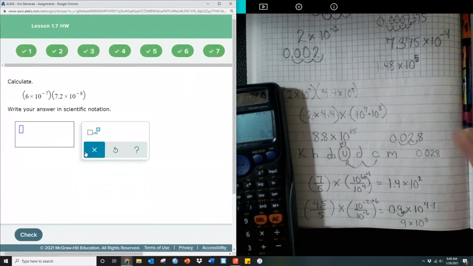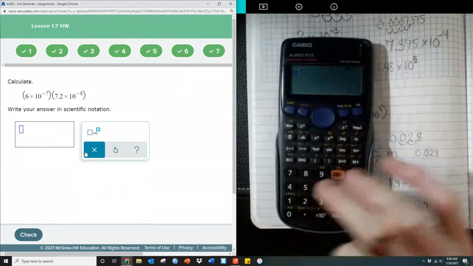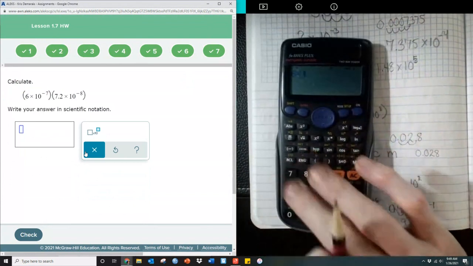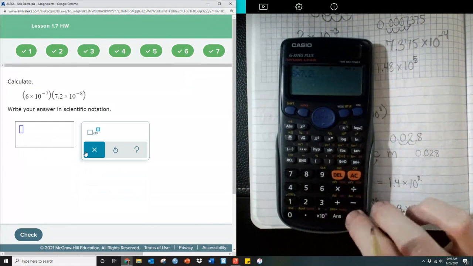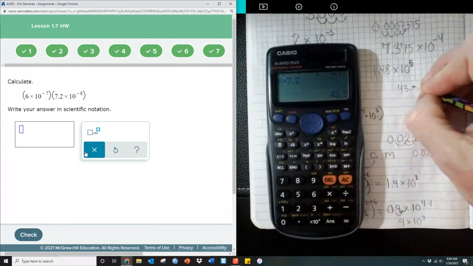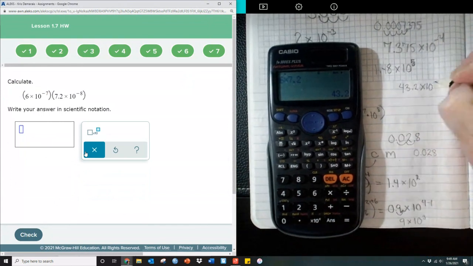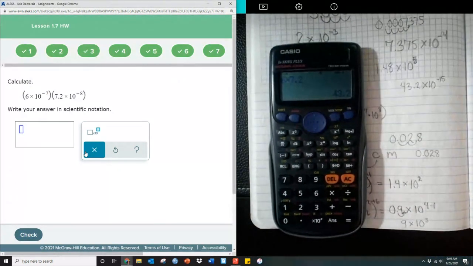And here's an example of that happening. Here we have 6 times 7.2. We're going to get 43.2 times, and then you could do it in your head, 10 to the negative 15th, because both are negative. We're going to add them, and it's going to be negative.